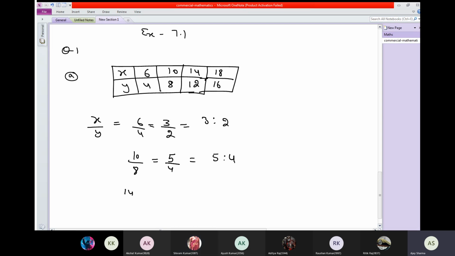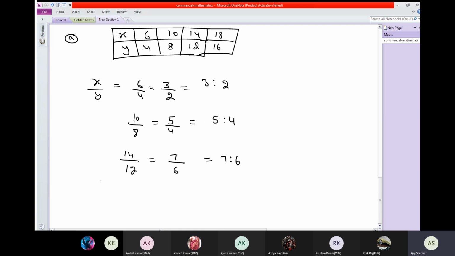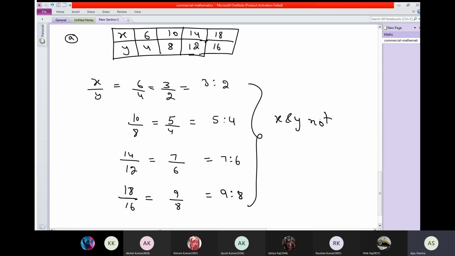Same again, 14 by 12, 7 upon 6, and the ratio is 7 to 6. And the last one, 9 upon 8, and the ratio is 9 to 8. Now you will see all four ratios are different. So these x and y do not vary directly.